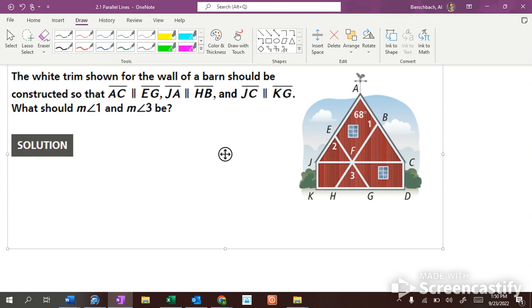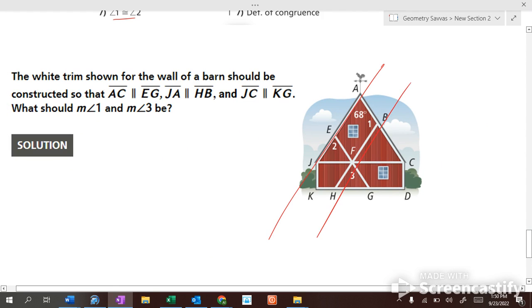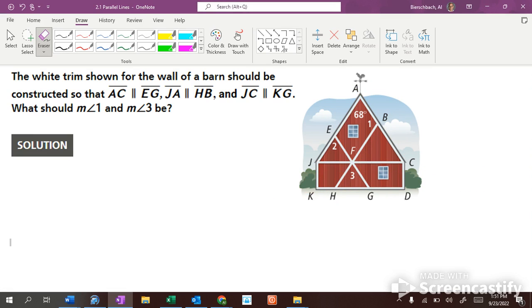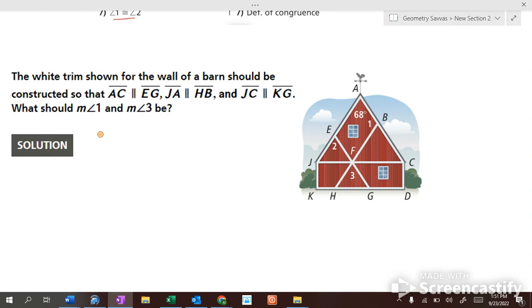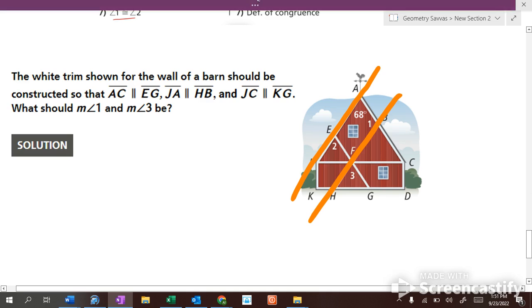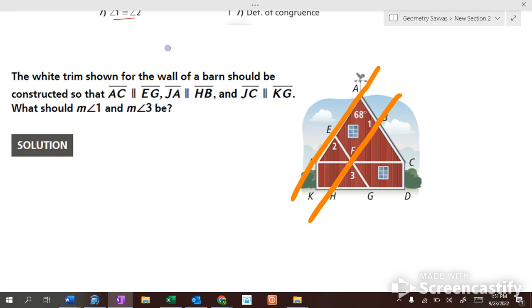All right. So this line's parallel to this line, and this line's parallel to this line. Okay? So I'll erase really quick. Now you're going to use my fatter markers so you can see which ones I'm talking about. Okay. So if this line is parallel to this line, and our transversal is this line, and I have a 68 right here and a 1 right here. Okay? How big is angle 1 if this is 68?